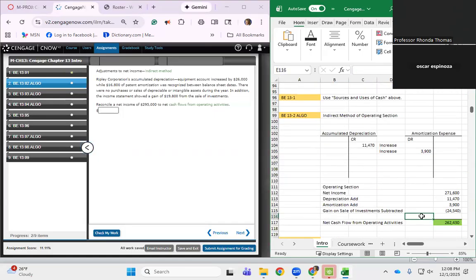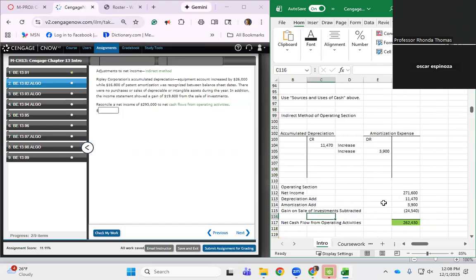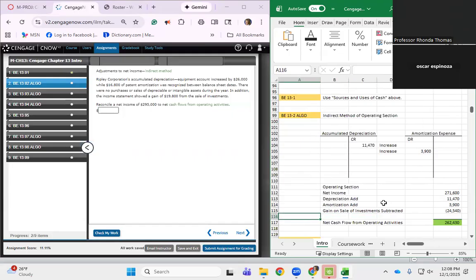Let's start off. What's the start of the recipe? The start of the recipe is always your net income. Now, sometimes you have to work a little harder to figure out what that net income is, but there has to be a way to figure it out. So this one says, reconcile a net income of $295,000. So I'm going to put that on my screen.